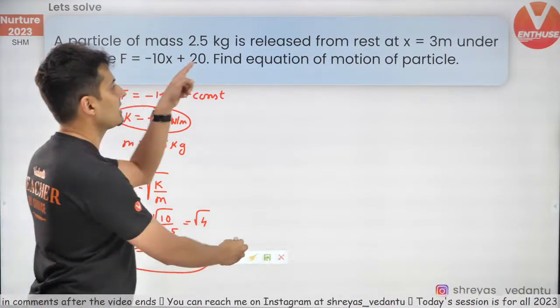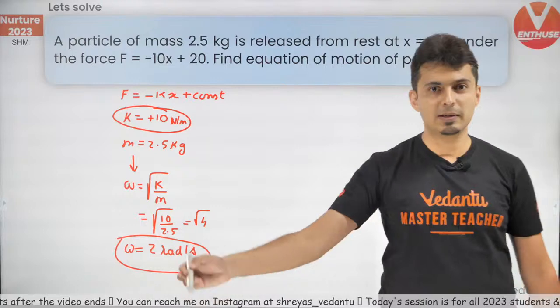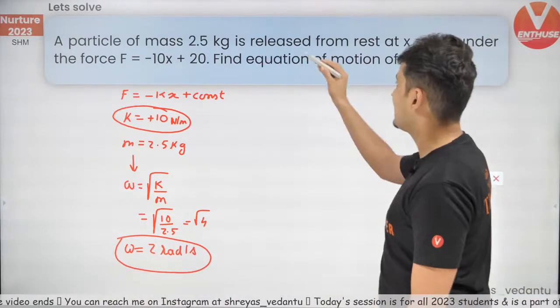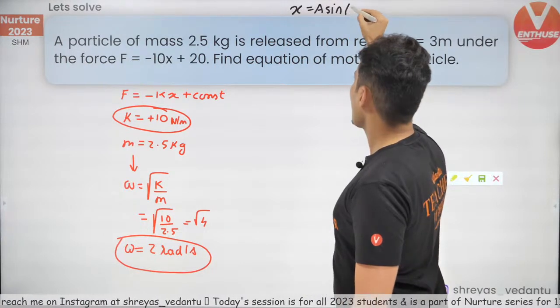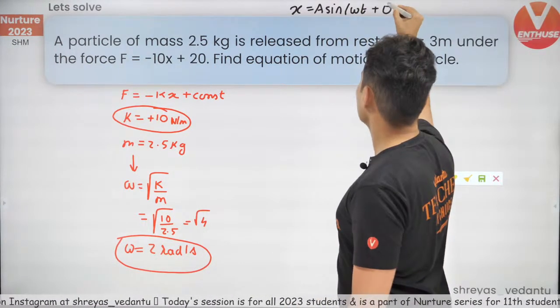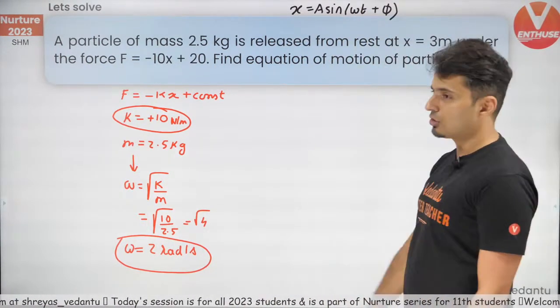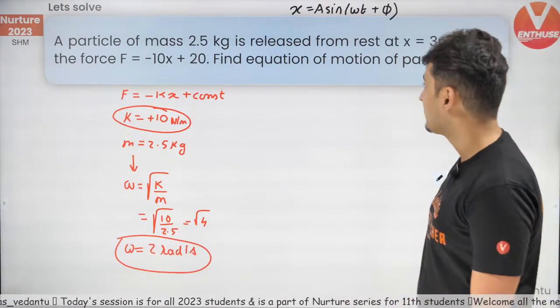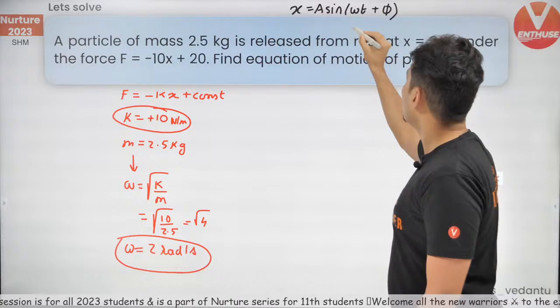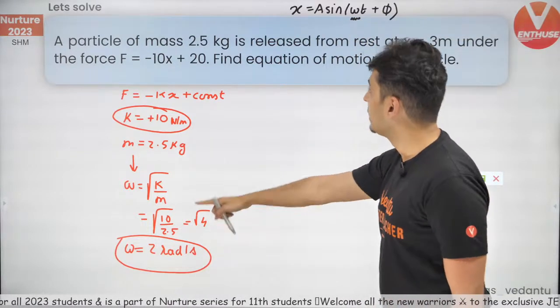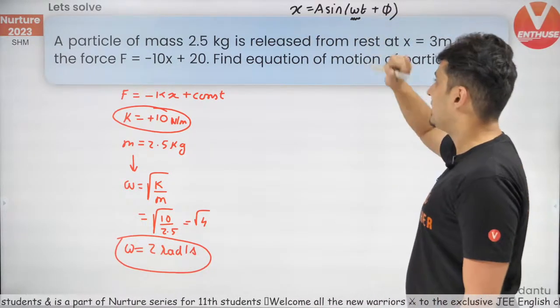Why do I need this? Because I have to find the equation of motion of the particle. What is the equation of motion of a SHM? x is a sine omega t plus phi. That's the equation of motion of a particle performing SHM. What do I know till now? I just have found out omega. Do you see that? Omega is known, amplitude is not known, phi is not known.